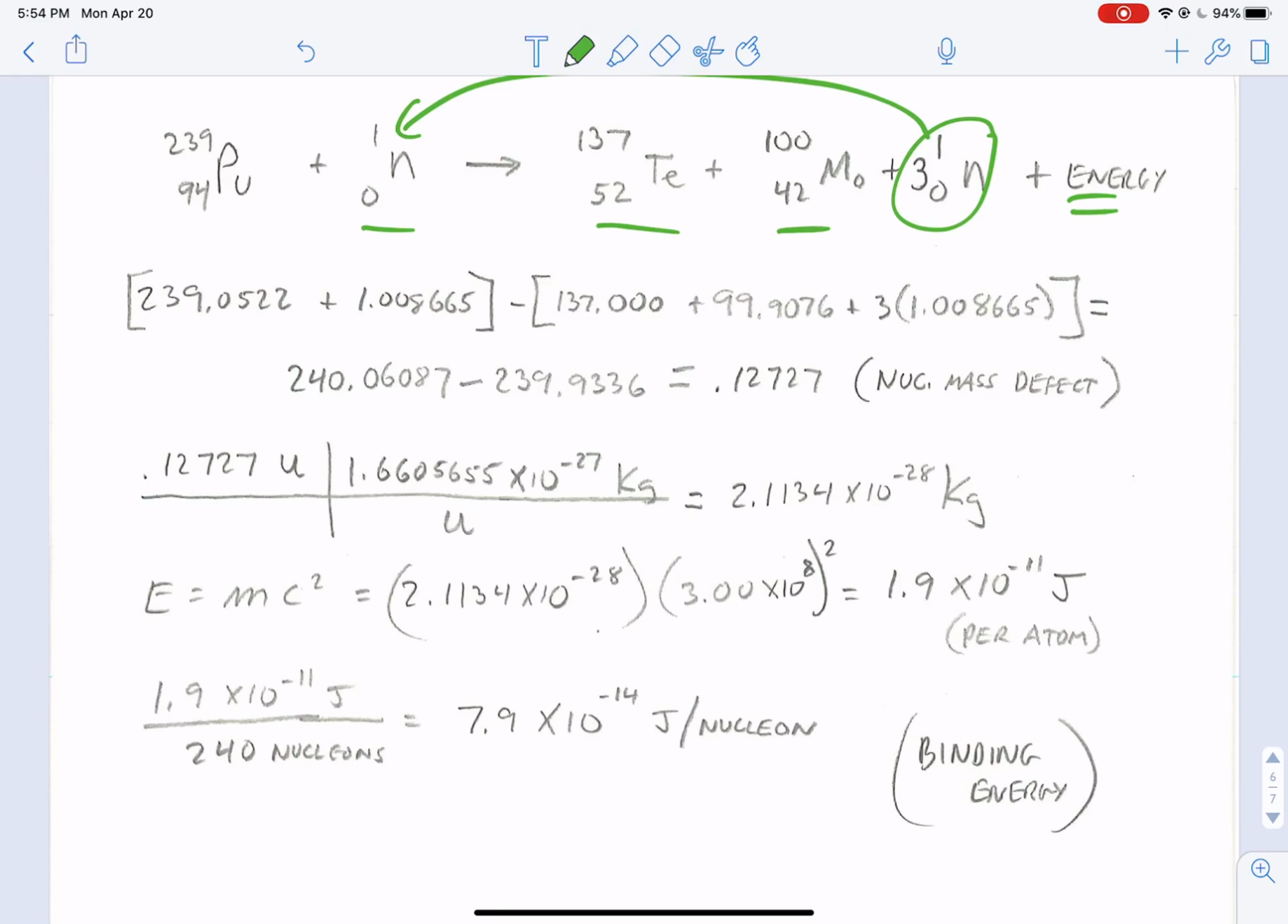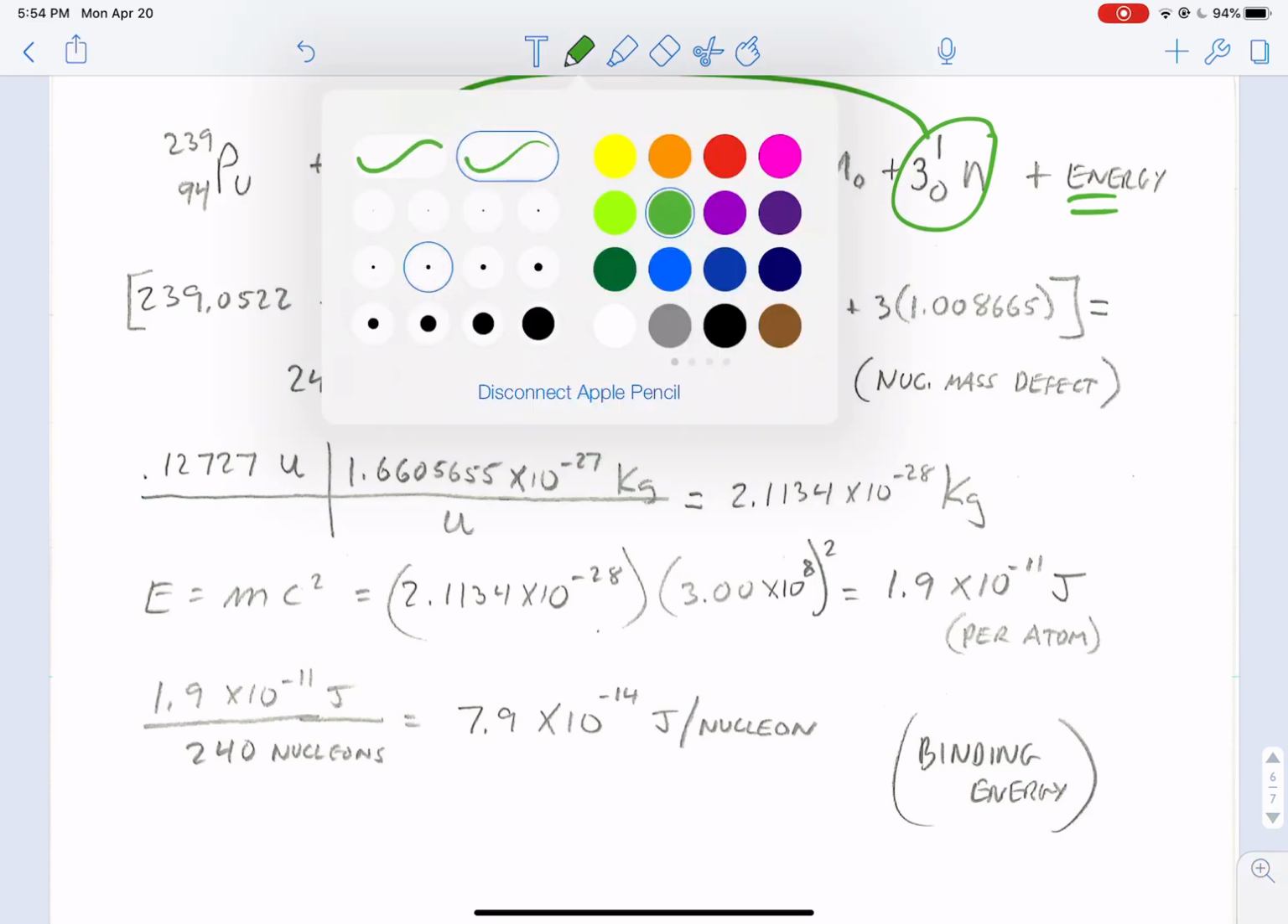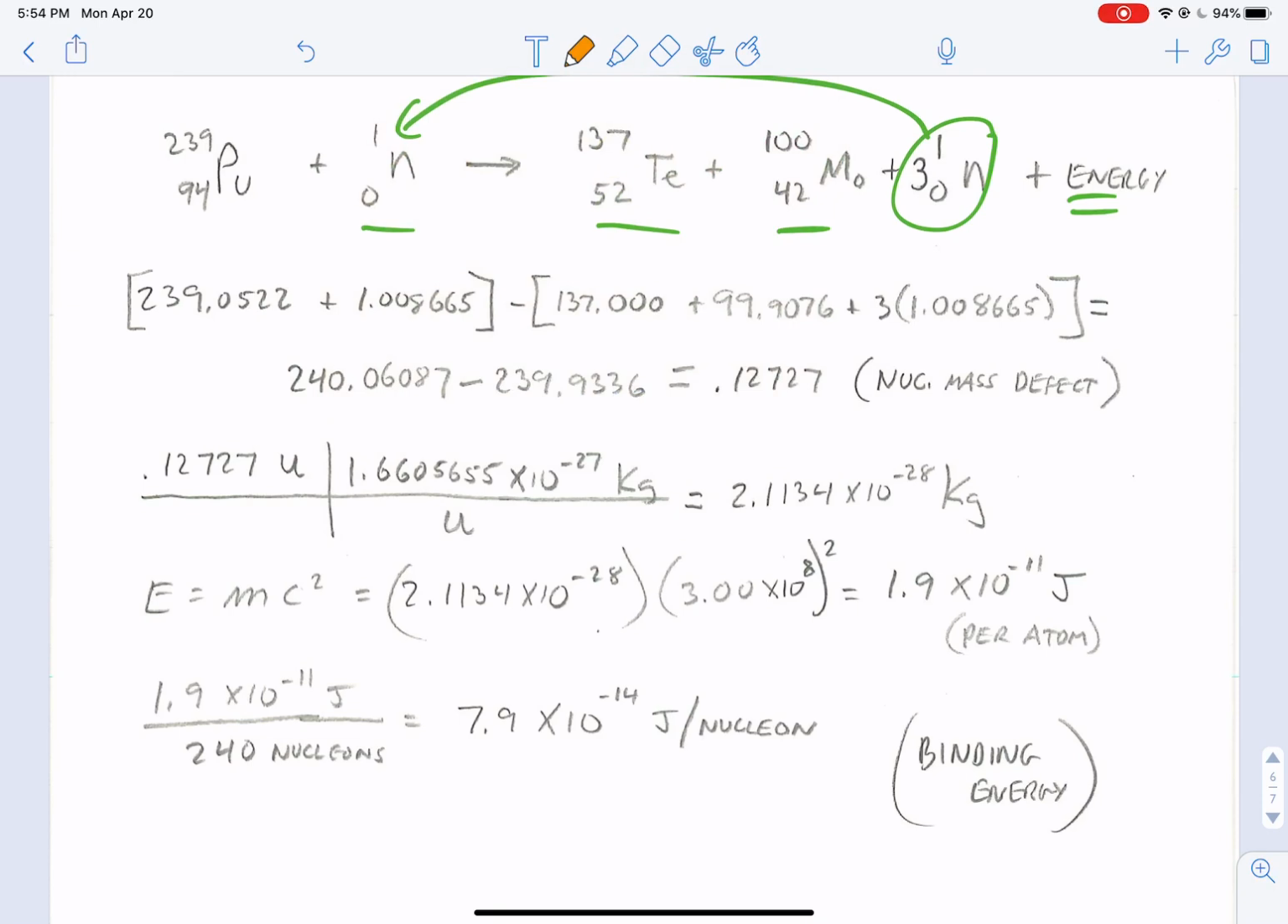How much energy is produced? Well, the way that we calculate that is we take our reactants. Here are my reactants. They're what we start with. This is different than chemistry. In chemistry, we always did products minus reactants. But in physics here, to find our energy, we have to find our nuclear mass defect.